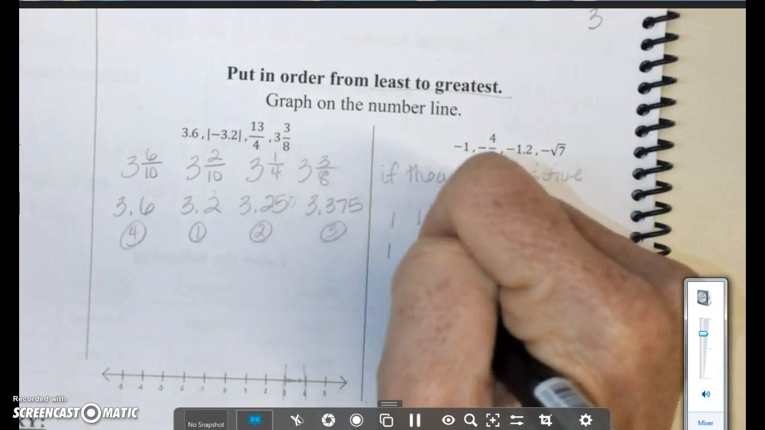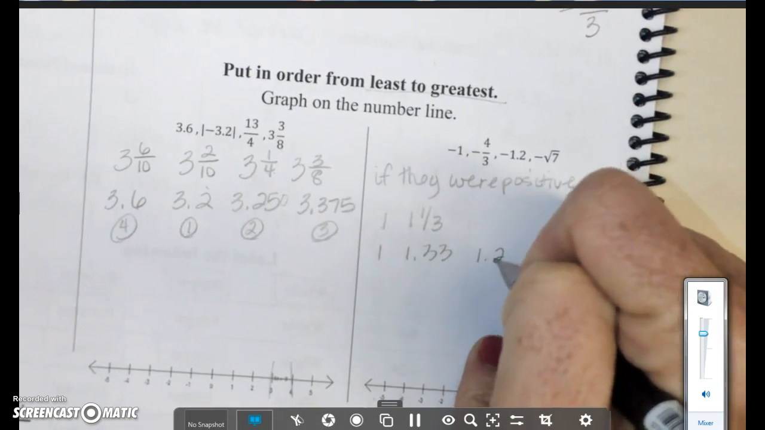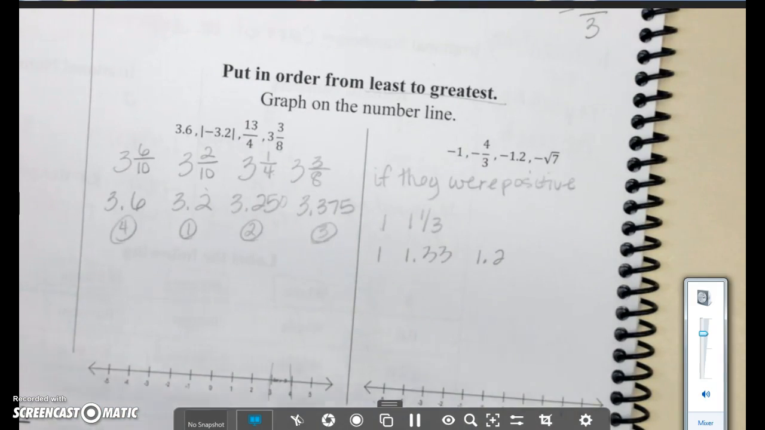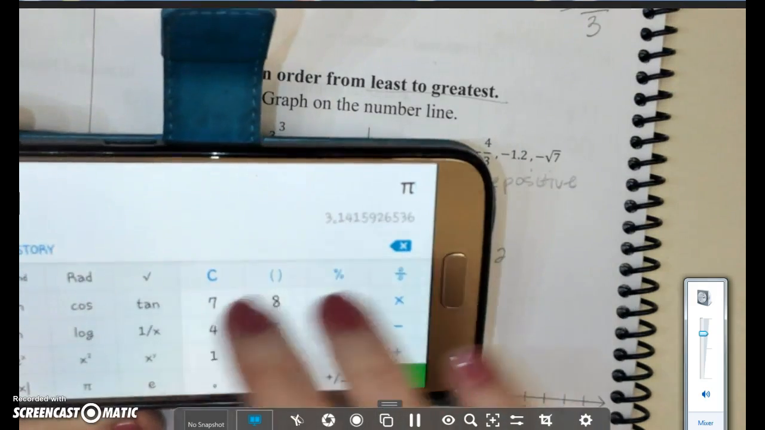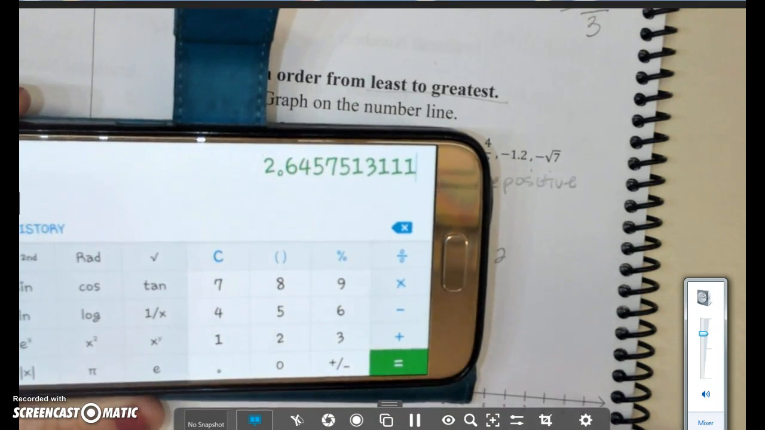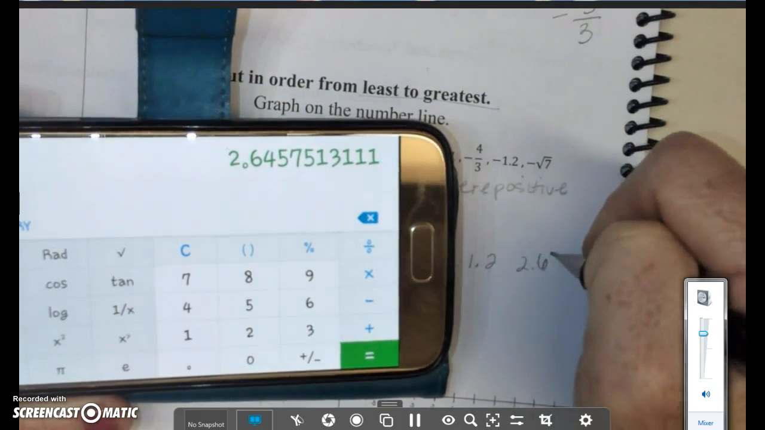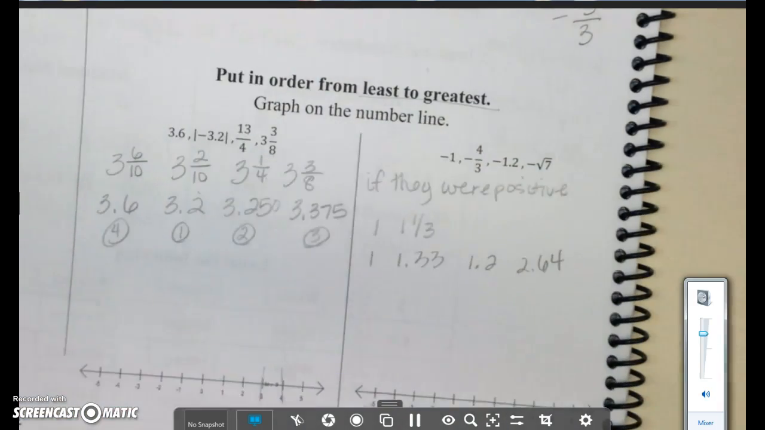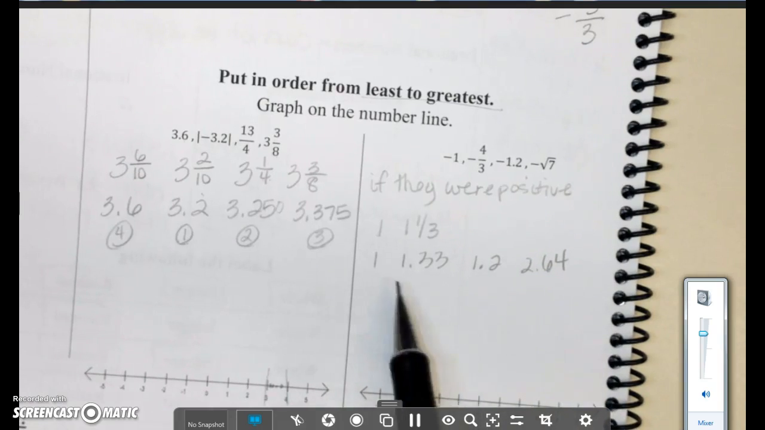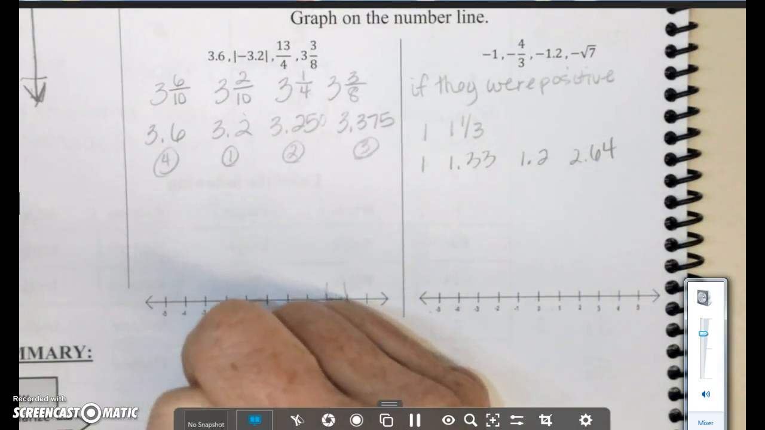Or we could have this in decimals, 1.33, 1.2, and I don't know what square root of 7 is, so let's do square root of 7, and that gives us 2.64-ish, okay? But now the difference is, now when I put them down here, they're going the opposite direction. Negative, this is a big thing I'm going to teach you.